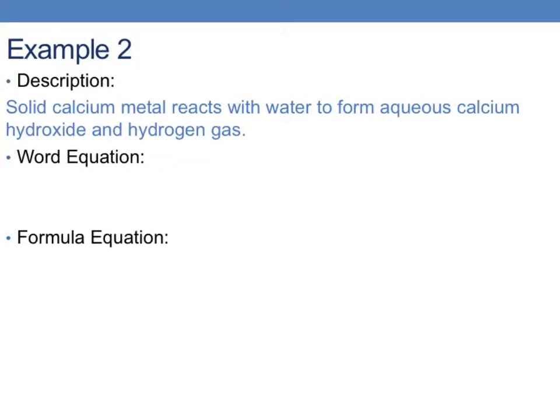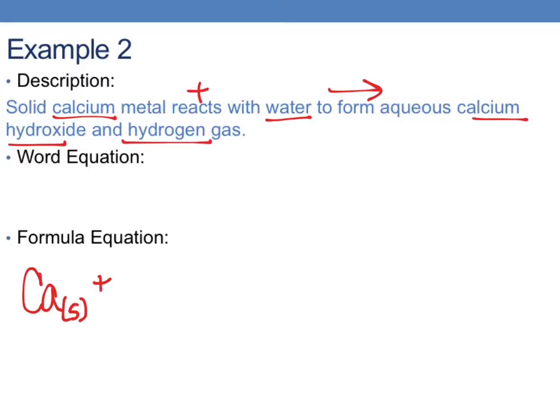Solid calcium. So I'm going to pick out my key words. Calcium reacts with water to form calcium hydroxide and hydrogen gas. So what's the formula for calcium? Ca. And what's its state? Solid. And it reacts with water. I'm going to assume that it's liquid water.